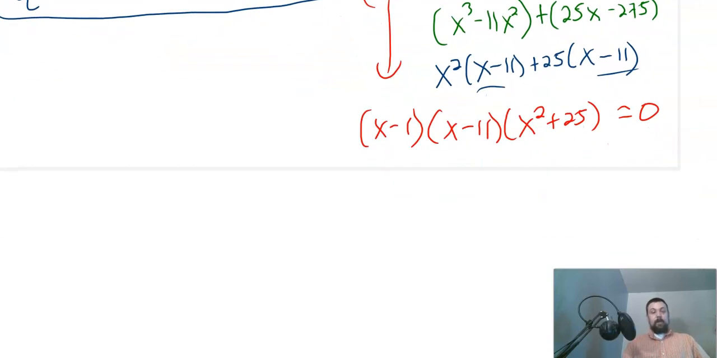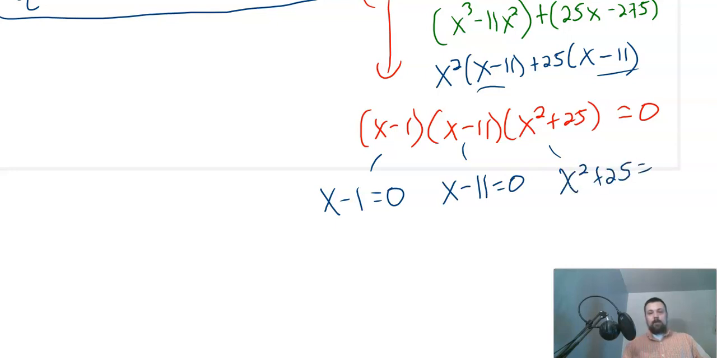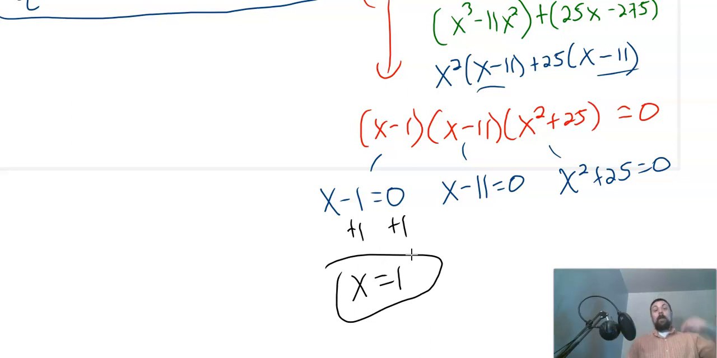So the next step is to set each factor equal to 0 and solve to get your roots. So we have x minus 1 equals 0, x minus 11 equals 0, x squared plus 25 is equal to 0. Now x squared plus 25, this is quadratic, but this is not factorable. So we can't break that down any further. So we just have to take what we have and set it equal to 0 and try to figure out a way to solve it. This we can solve by adding 1 to both sides, and we just get the answer. This one's kind of boring because it's the answer we already knew. It's the one that we found from synthetic division, x equals 1.